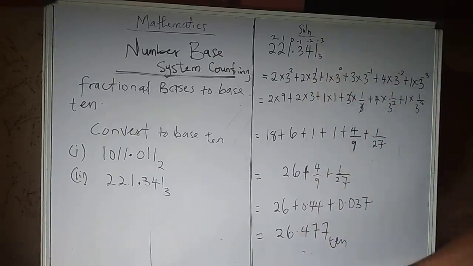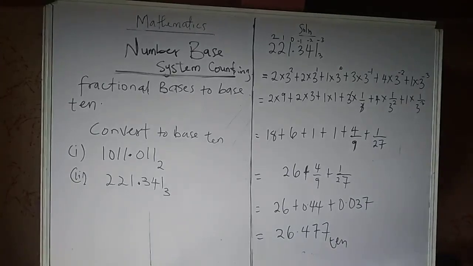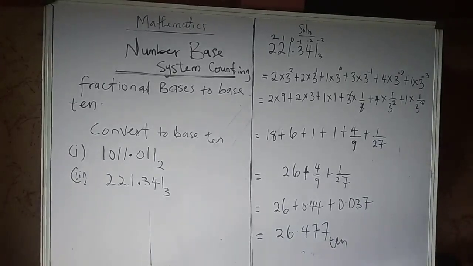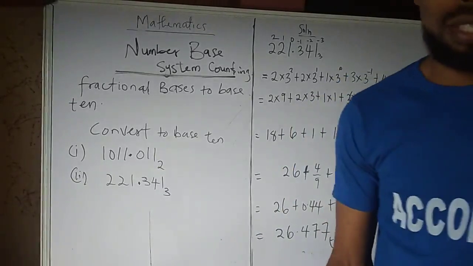So you see, 221.341 in base 3 converts to 26.477 in base 10. It's simple, right? So like I said, if you practice this, you will understand better.